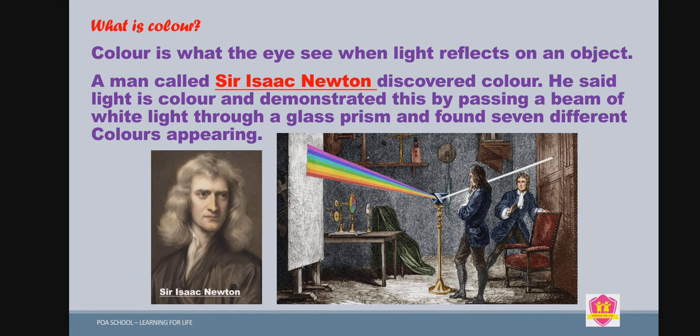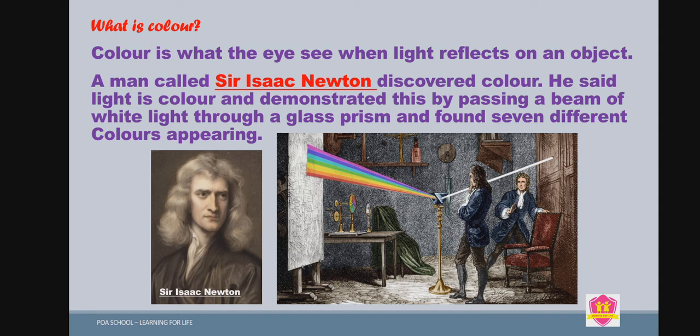So when we talk of color, color simply means what our eyes see when light reflects on an object. Whenever there is light and it reflects on an object, it's the light which enables us to determine what color it is. Without light, it is hardly possible for us to tell whether this is blue, red, yellow, or green. So color and light move along.